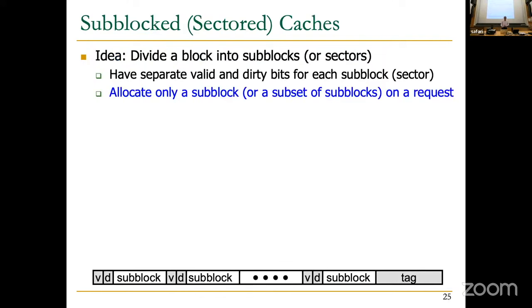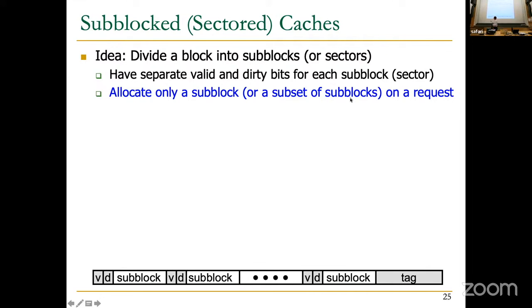So what do you do? Well, sub-blocking. Replicate the valid and dirty bits with the sub-blocks. So associate valid and dirty bits with sub-blocks. Or the general idea is divide a block into sub-blocks. This is also called sectors. And have separate valid and dirty bits for each sub-block or sector. And allocate only a sub-block or a set of sub-blocks on a request.